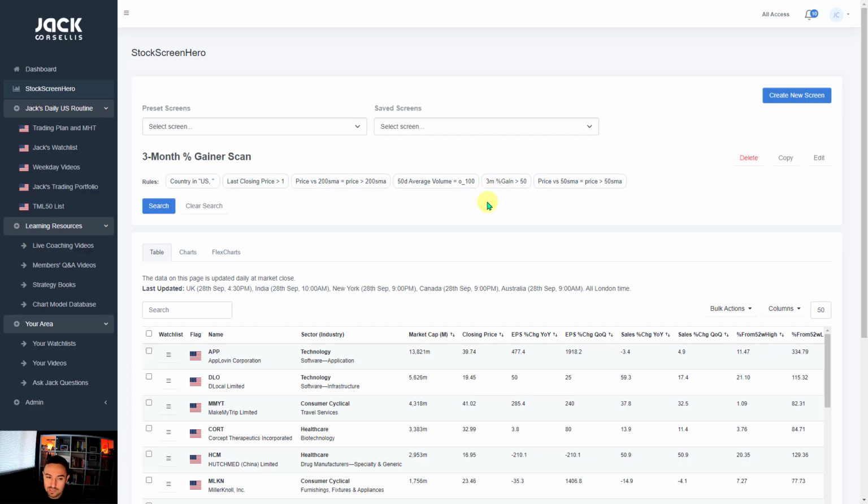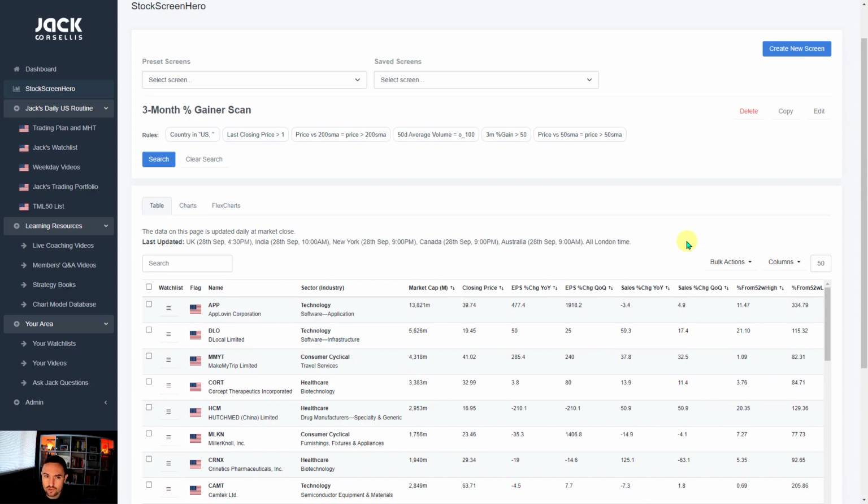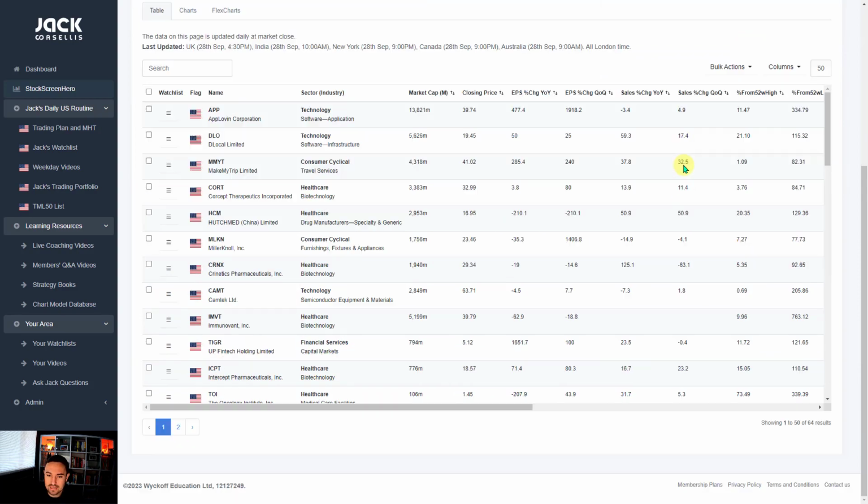Now we could tweak this. We could use a 1-month percentage gain. We can increase or decrease this percentage number as well. So we're currently getting around 64 results. I think with US stocks, we have around 5,000 stocks or so, which ebbs and flows a little bit in our database. So we're looking at some of the strongest stocks in the market right now.